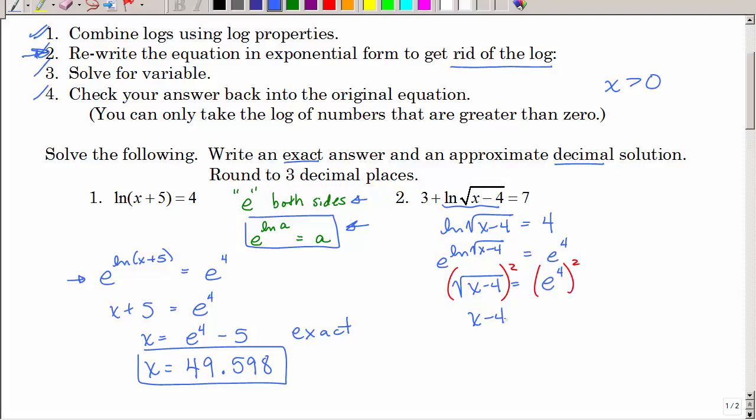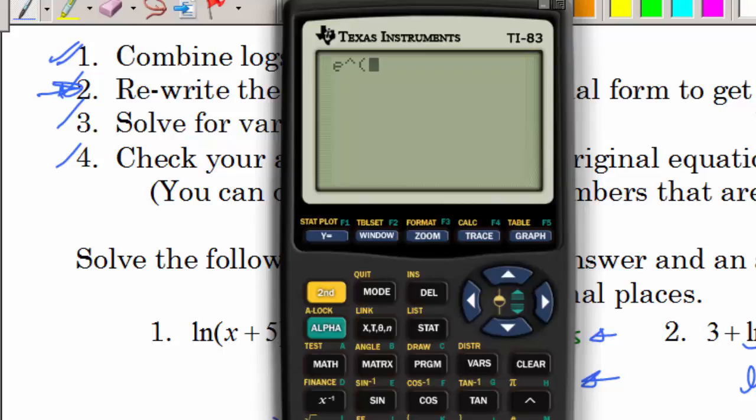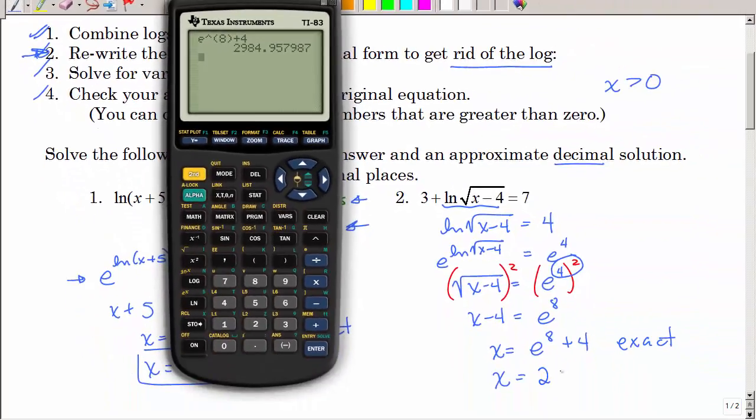So we have x minus 4 equals e to the 8th. What do you do with those exponents? Power to a power, you multiply them. And then we get x by itself by adding 4. So again, this is my exact answer. Now I need a decimal approximation. So I need e raised to the 8th power plus 4, and it is approximately 2,984.958. So again, we have a decimal approximation and an exact answer.